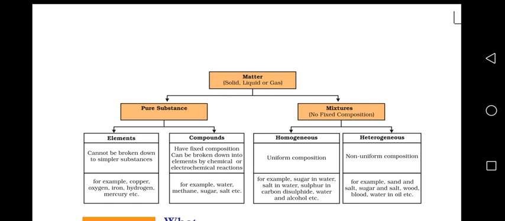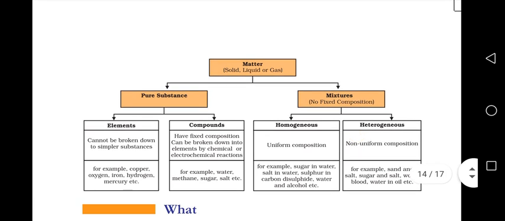If you ask me the formula of glucose, that is C6H12O6. Salt, NaCl. Okay, so NaCl can be divided into Na plus and Cl minus, right? You will come to know about that later.